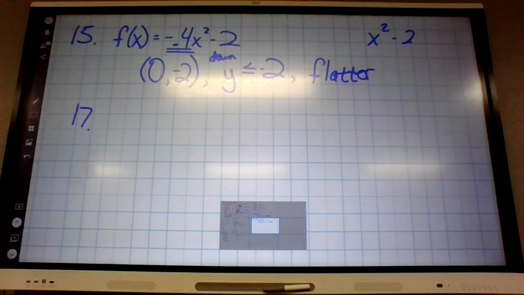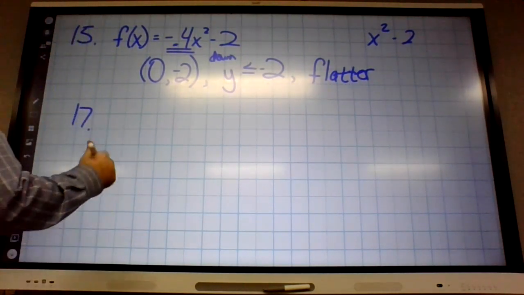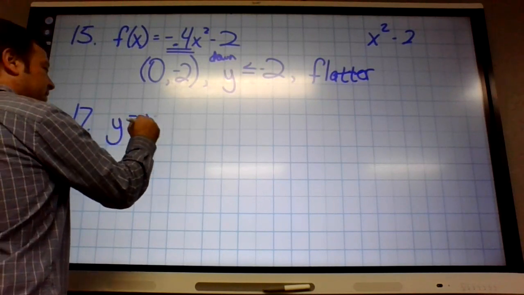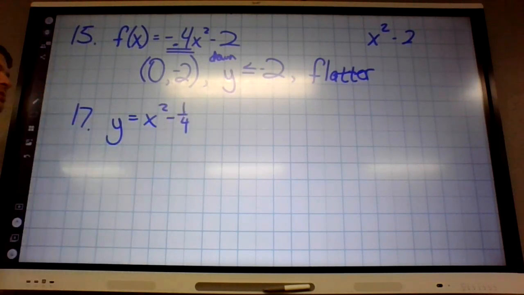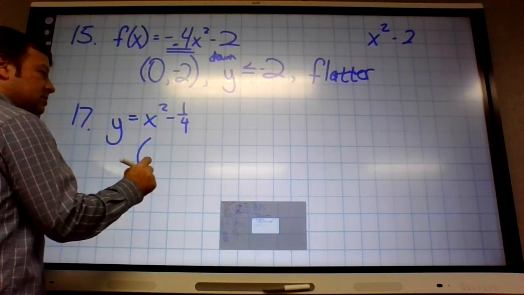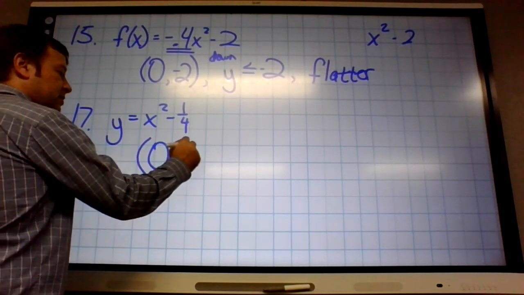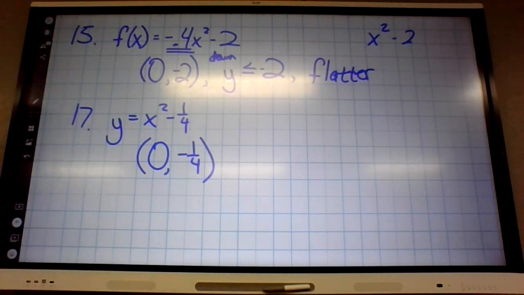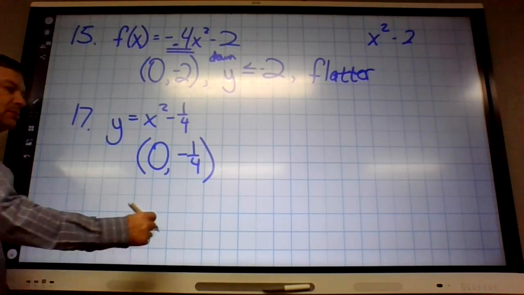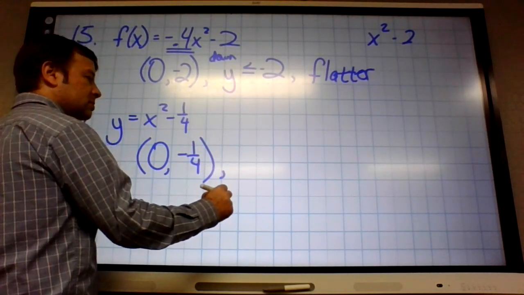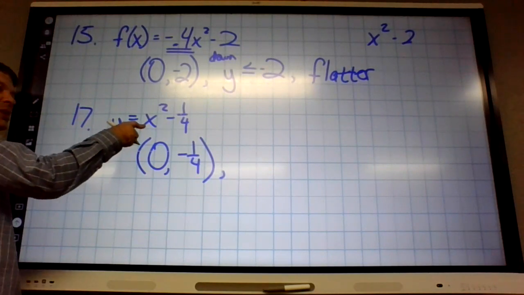Okay, 17. x squared minus 1/4. What's the minus 1/4 going to do to this graph? Moves it down 1/4. So that means the vertex will be where? (0, -1/4). All right. Second question: is the graph going to open up or down? The x squared term is positive, it's going to go up.